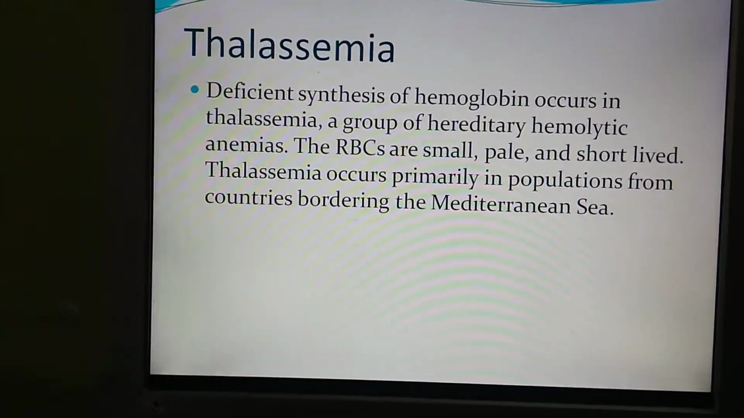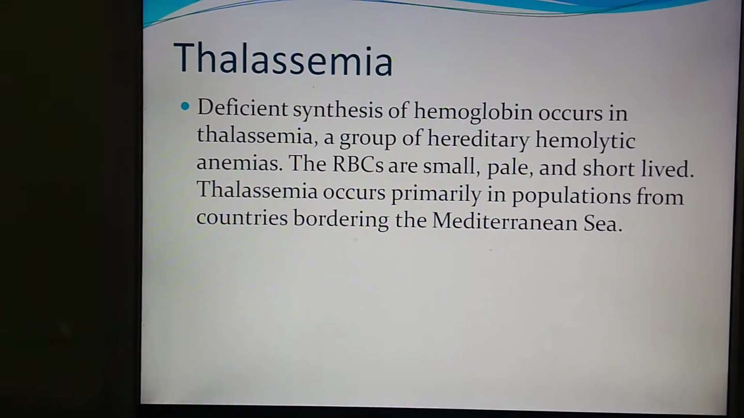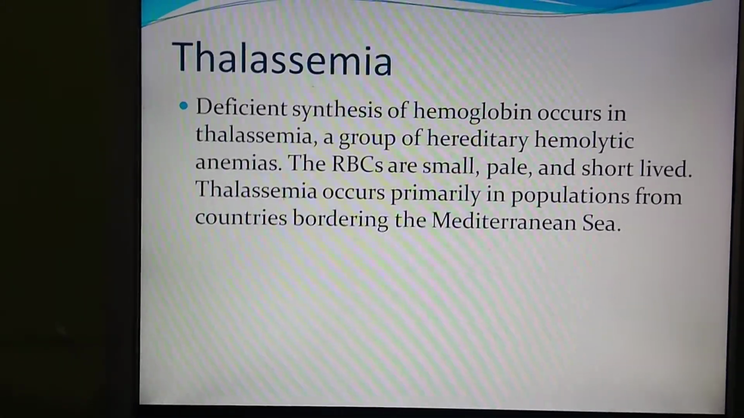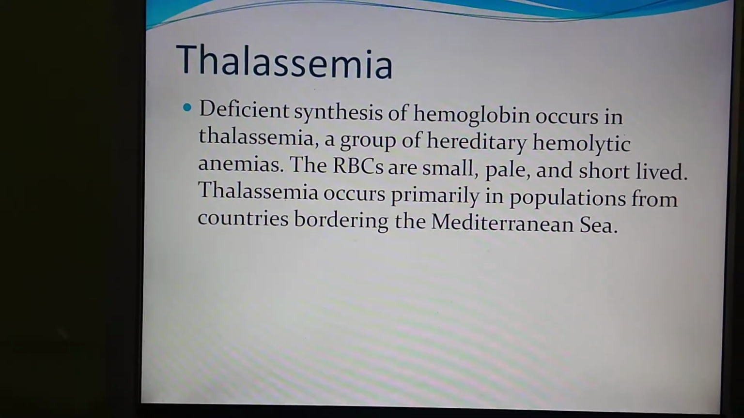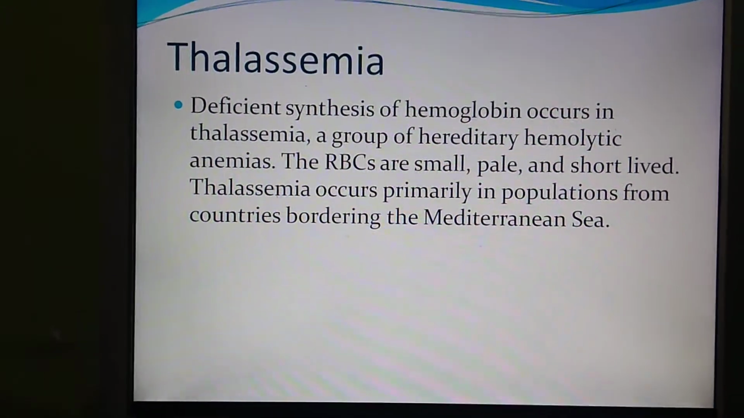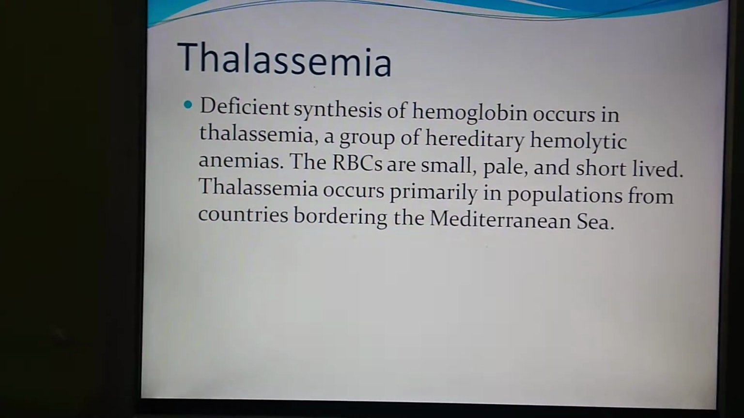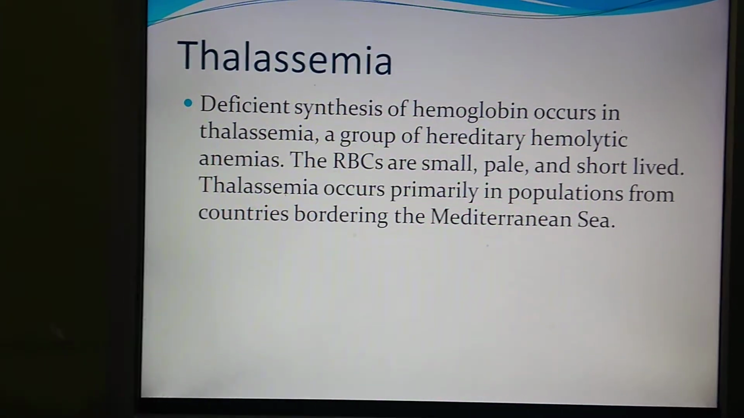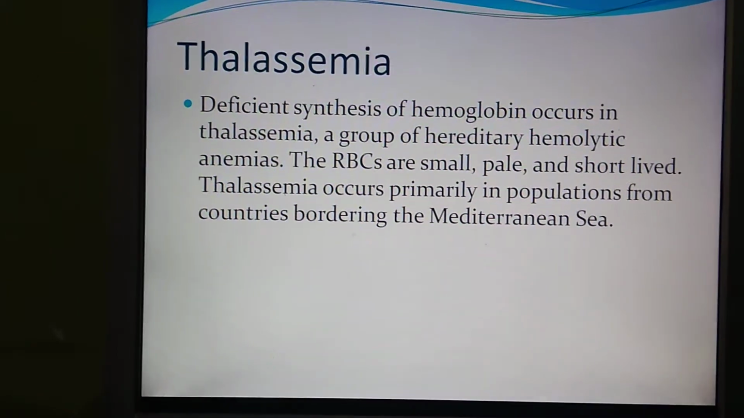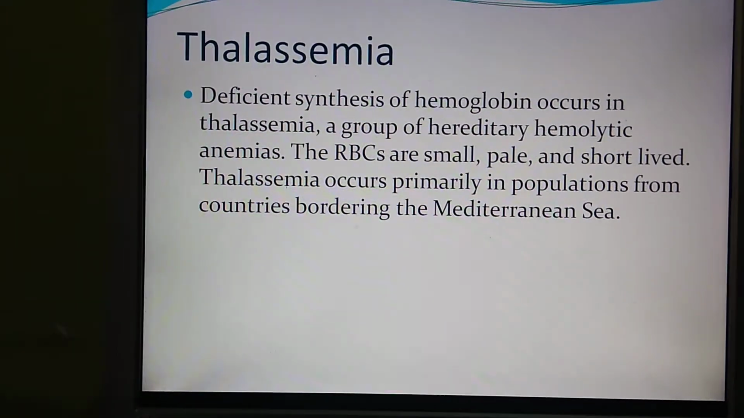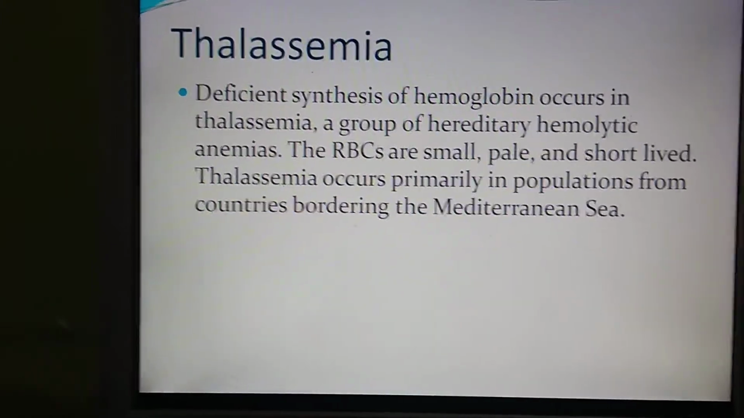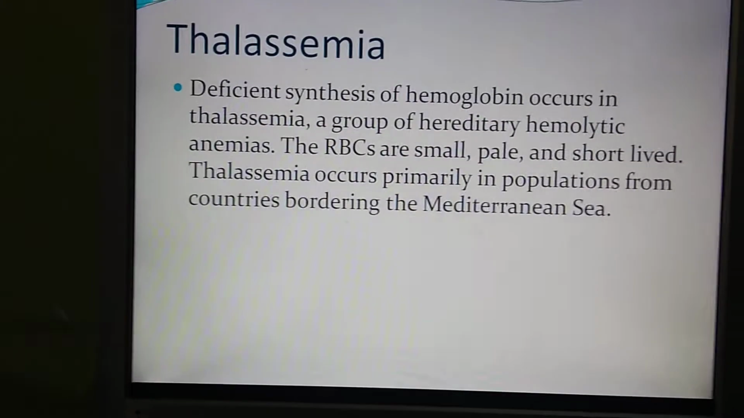Then thalassemia is a genetic disorder. Deficient synthesis of hemoglobin occurs in thalassemia, a group of hereditary hemolytic anemias. The RBCs are small, pale and short-lived. Thalassemia occurs primarily in populations from the countries bordering the Mediterranean Sea. In India, thalassemia is also common.